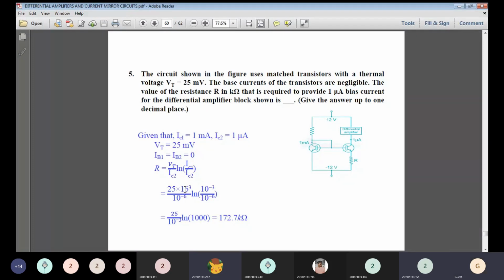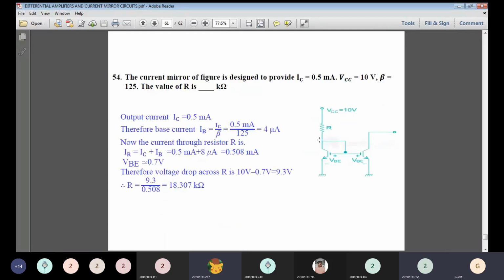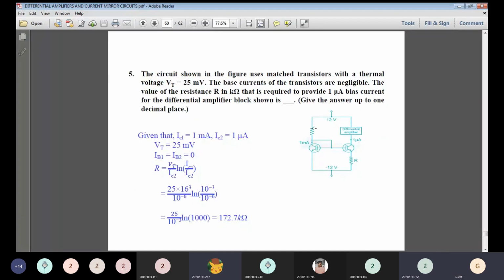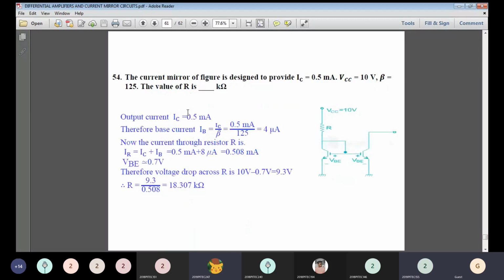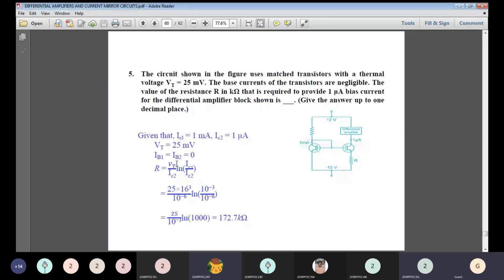It is the same type of question as the previous one. Here they are again asking for an R value, but IC1 and IC2 values are given here, 1 milliamp and 1 microamp, and the VT value as well. What happened to the IB value here? In the previous problem we calculated IB from the IC value, because we required IB and IC as the current flowing through the resistor R. Here it is clear that the IB value is 0, so there is no need to bother about the base current.